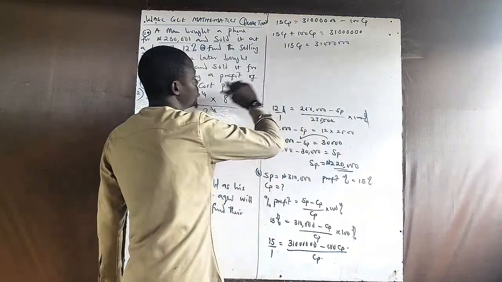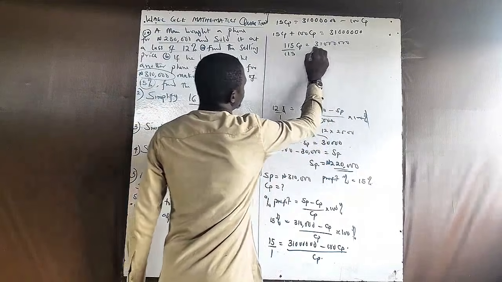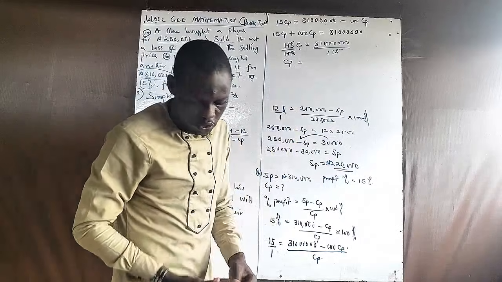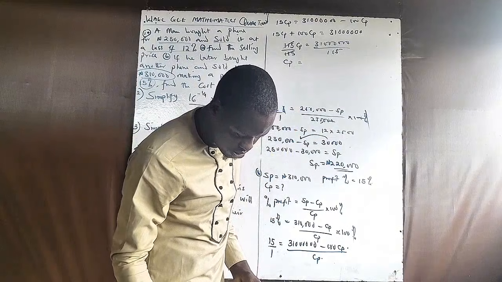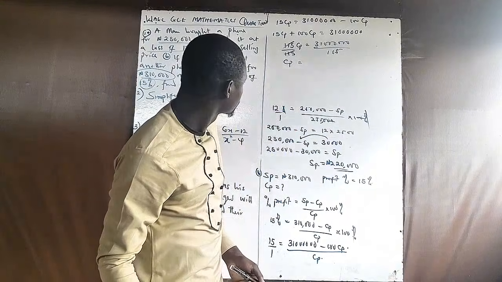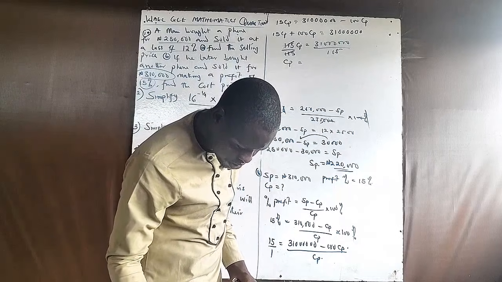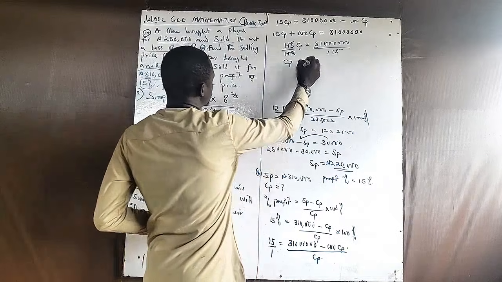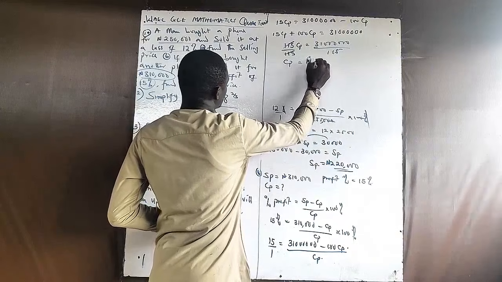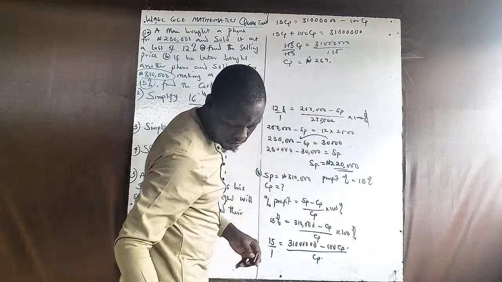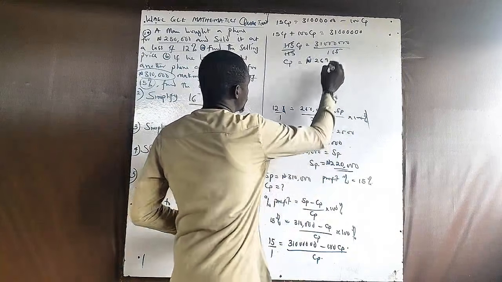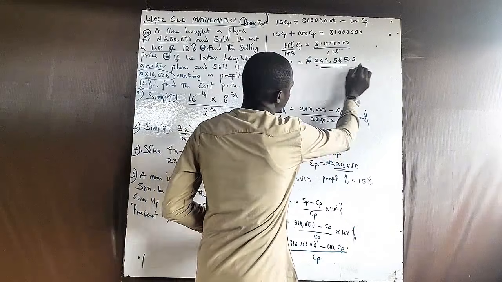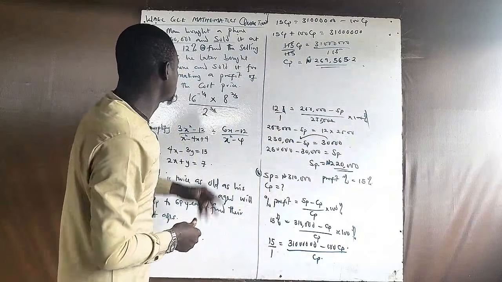Six zeros, that's 1 million. Divide both sides by what? 115. I'll have my cost price for the new phone to be 31 million divided by 115. I'll have it to be 269,565.2 naira. Now this is what I'm going to be getting as the cost price of the new phone.